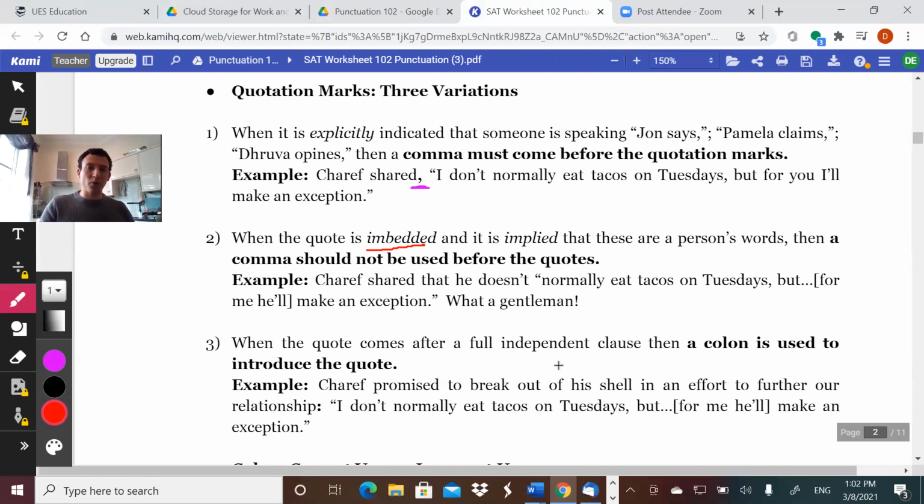But if you have a full independent clause before the quote, so Sheriff promised to break out of his shell in an effort to further our relationship, that's a full independent clause, and it's an assertion that stands on its own. If you decide to then quote after that at length, a lot of times you'll use a colon. But that tends to be if you have a long quote where you are quoting 4 or more lines. Number 2 is kind of the default. That's what you're most likely to say, but you do want to be aware of all 3.